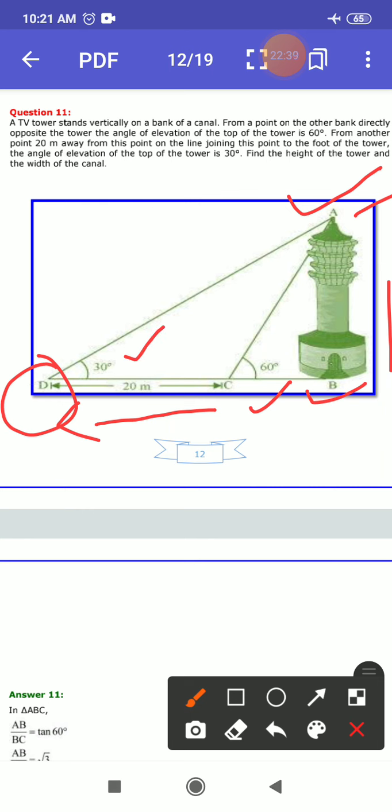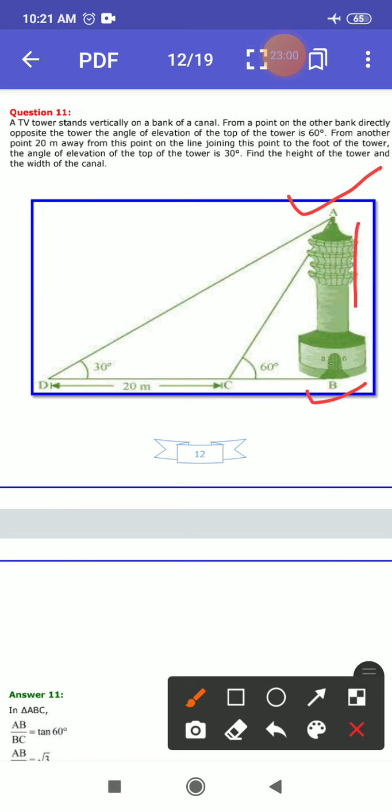So you have to find the height of the tower and the width of the canal. So you have to find the width of the canal and also the height of the tower. Okay, so these are the things you have to find in this question. First of all you have to find this height, and also this distance, with the help of these things.